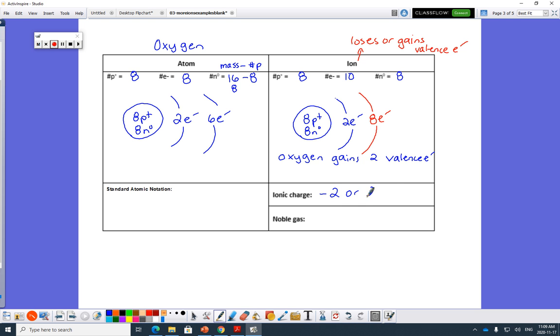-2 or 2 minus because it's gained negativeness, right? It's gained electrons. You can think of it like +8 plus -10, which is -2. You can do the math if you like. You can write it with the symbol if you like, whatever.